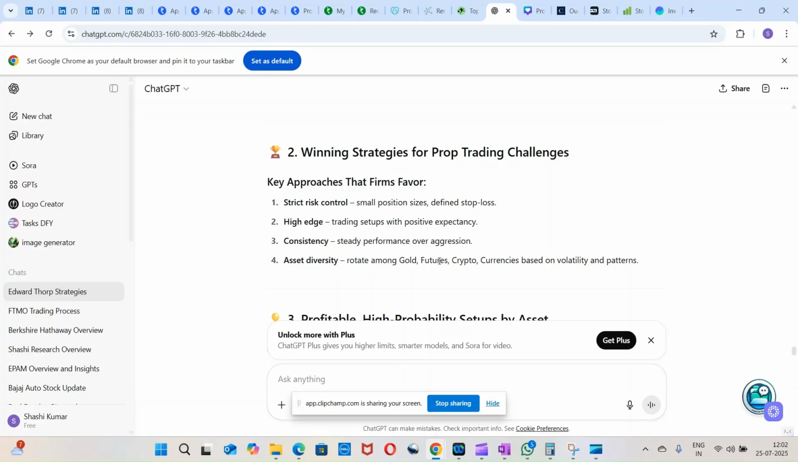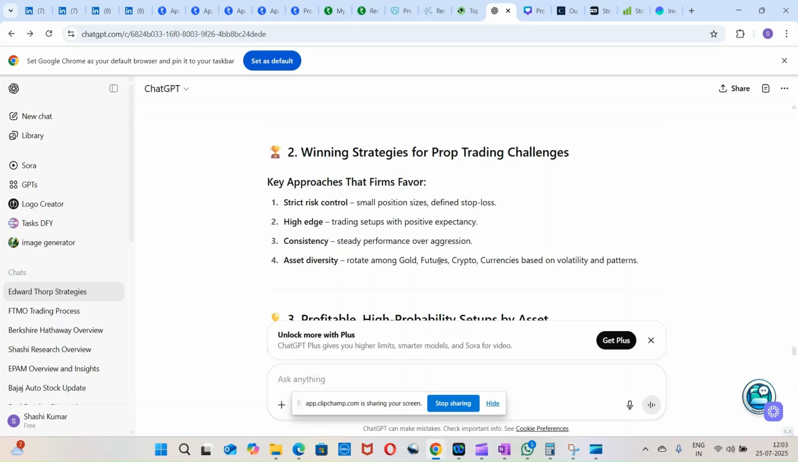So key approaches that firms favor are strict risk control. Whenever you're trading, you need small position sizes, and the stop loss should be proper. And you need to have an edge in the system. There should be an edge, then only you'll make money, otherwise you won't. The edge could be in the probability of profit or the risk reward. So those trading setups you need to select, you need proper position size and a defined SL.